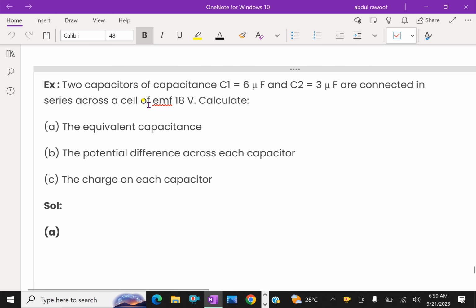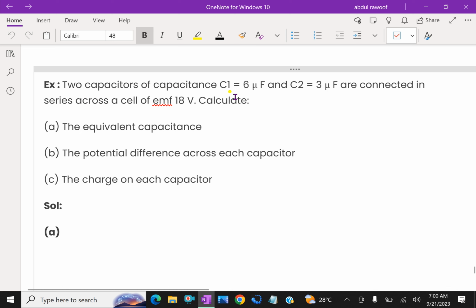Two capacitors of capacitance C1 is 6 microfarad and C2 is 3 microfarad are connected in series across a cell of EMF 18 volts. Calculate the equivalent capacitance, the potential difference across each capacitor, and the charge on each capacitor.